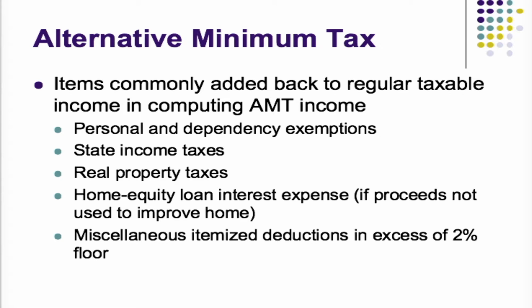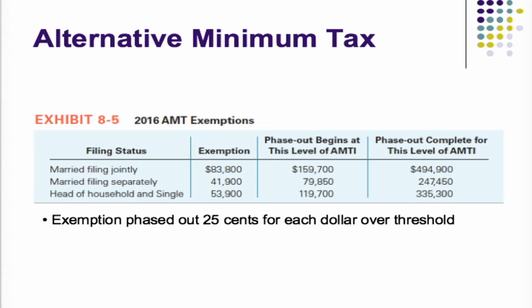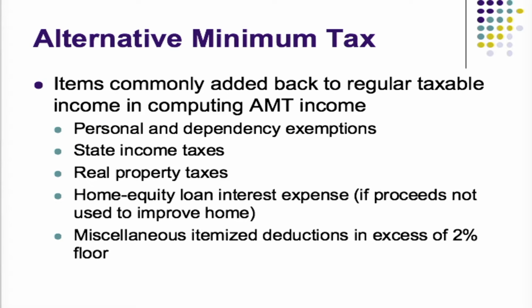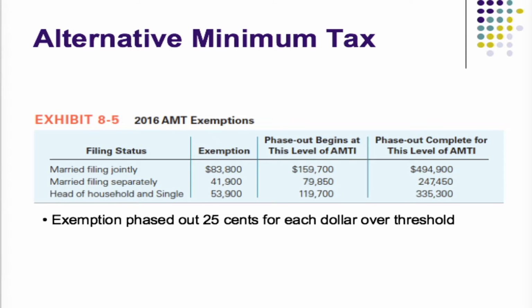So, obviously personal and dependency exemptions are not really going to affect you too much. A lot of real property taxes, home equity loan interest, and sizable miscellaneous itemized deductions could all be red flags. Meaning that if you have a lot of deductions in general, and a lot of those deductions come from these sources, those would be indicators that you potentially should be looking at alternative minimum tax.